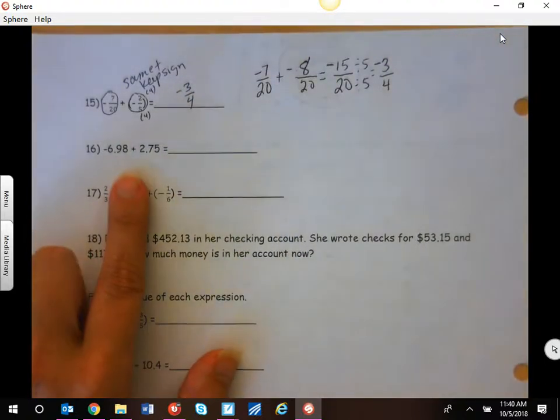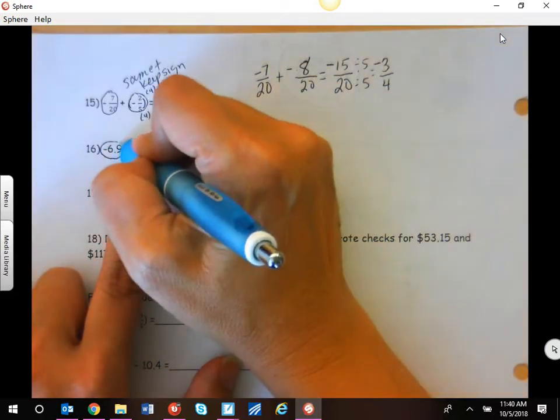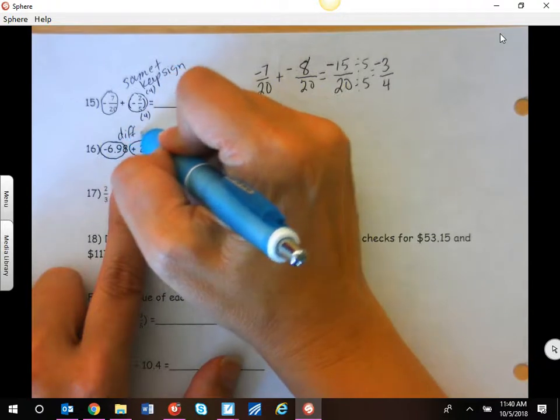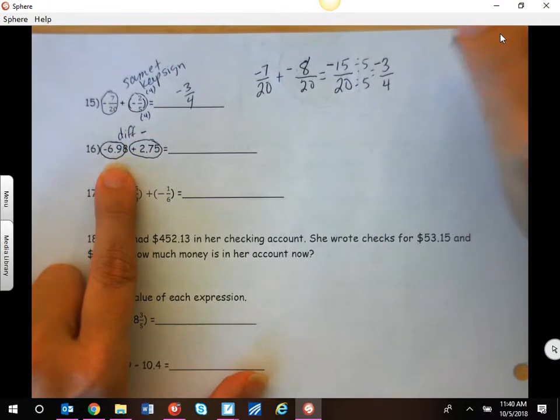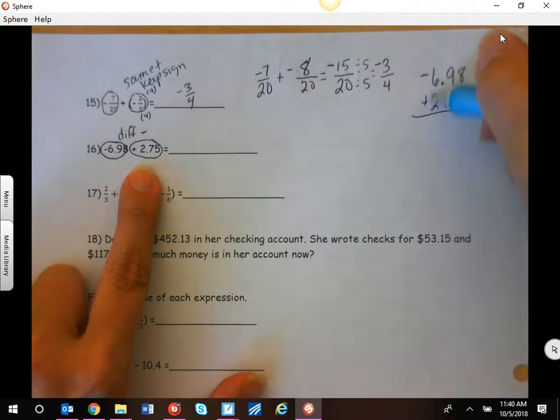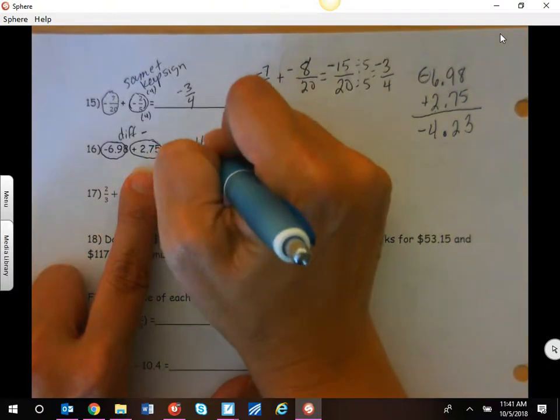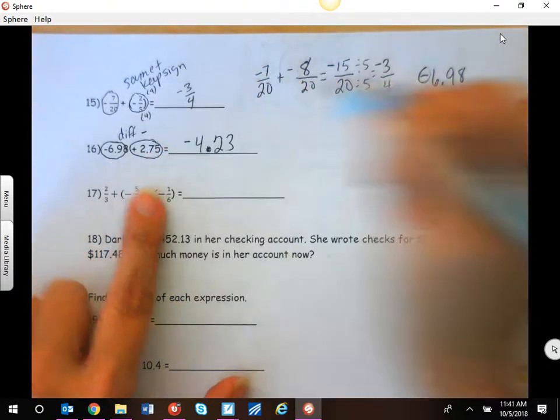Decimals, we said when we do decimals, we need to line them up to do our operation of add, subtract. These are different. So we're going to subtract, so I'm going to put the higher absolute value on the top. And remember, these are different, so we're subtracting. 8 minus 5 is 3, 9 minus 7 is 2, 6 minus 2 is 4, and I have more negatives because 6 is bigger than 2, so this is a negative answer. Negative 4 and 23 hundredths.